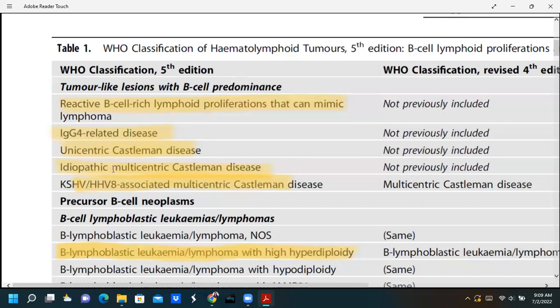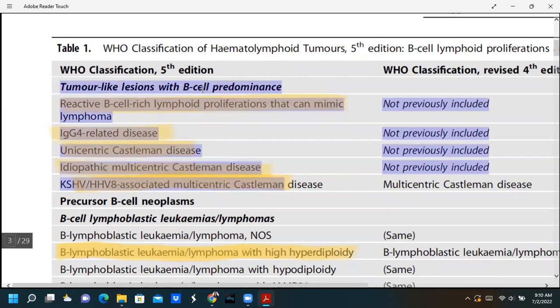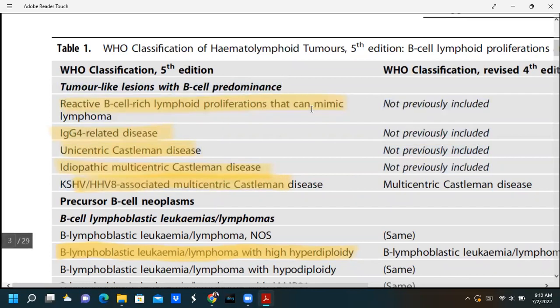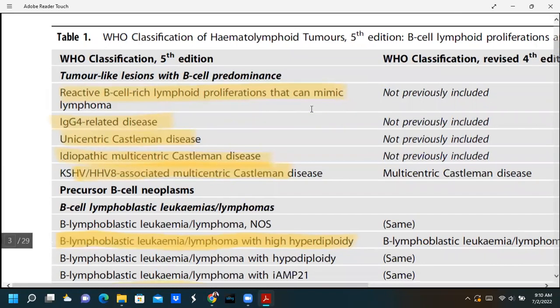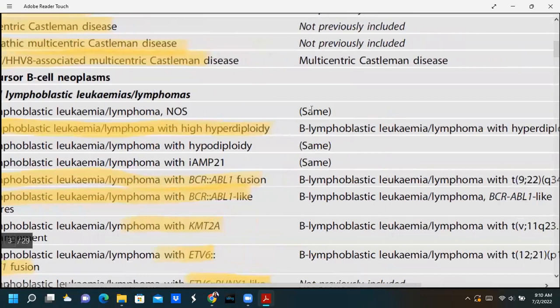Again, Castleman is unicentric, idiopathic multicentric, and HHV8 associated, or KSHV/HHV8 associated. Now they are adding KSHV everywhere, apparently. So KSHV/HHV8 associated multicentric Castleman. And then IgG4 related comes under tumor-like lesions with B-cell predominance, and reactive B-cell rich lymphoid proliferation that can mimic lymphoma. Amongst these, HHV8 was previously classified as multicentric Castleman's disease, and these entities were not present. Even tumor-like lesions with B-cell predominance was not an entity previously in the WHO. So that's that.